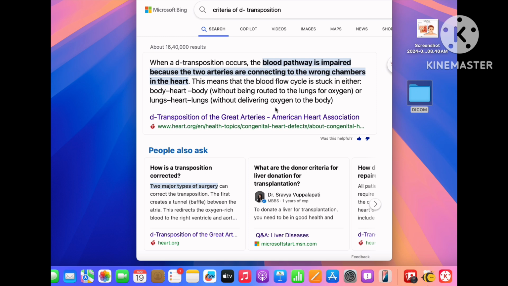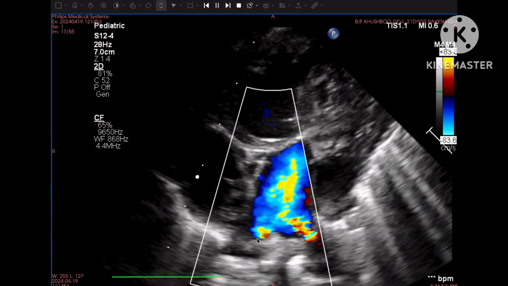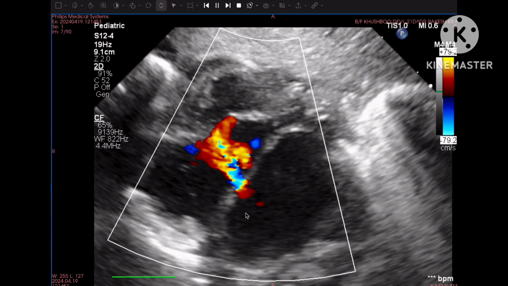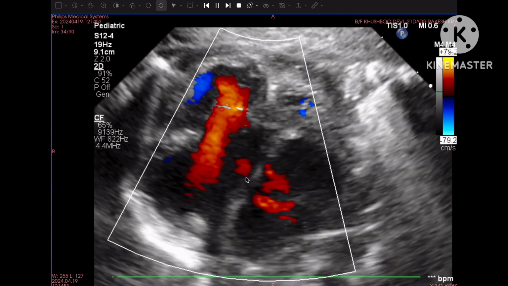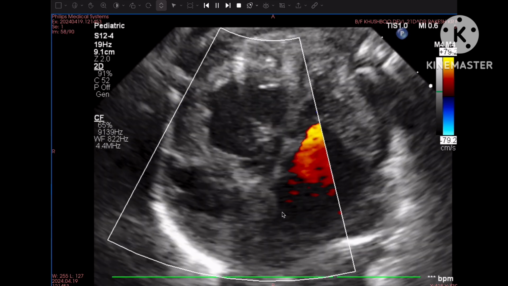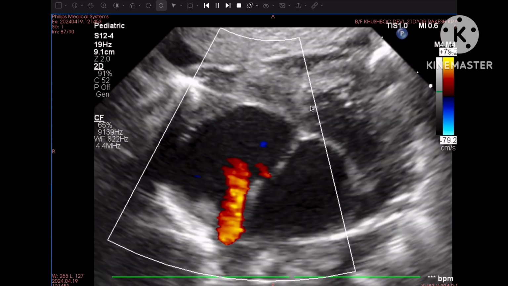In this case we have ASD, in the form of a PFO, VSD and PDA, all are present. Flow wise, let me show the image. See here, the flow is mainly left to right, left atrium to right atrium, with a little bit of reversal of flow. At atrial level, flow is mainly left to right. At ventricular level, flow is bidirectional.